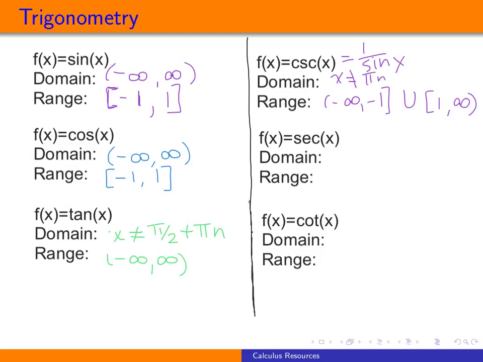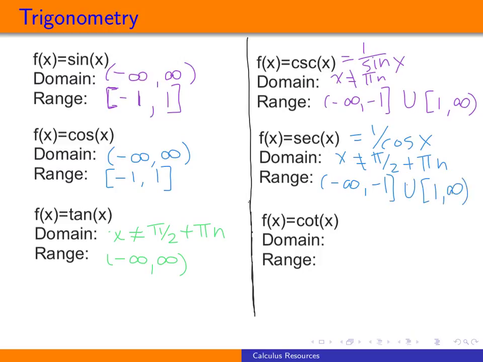For secant x, this is equal to 1 over cosine x. So it'll have the same domain as tangent, where cosine x can't be 0. So that is x is not equal to pi over 2 plus pi n. And then for the range, it'll work similarly to cosecant x, because again, I'm taking the reciprocal of those fractions between negative 1 and 1, and I get negative infinity to negative 1, union 1 to infinity.